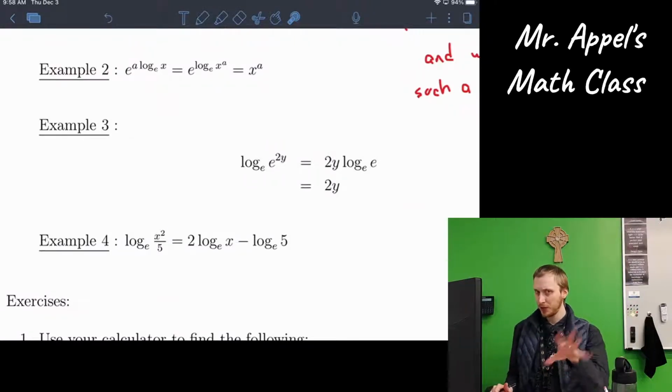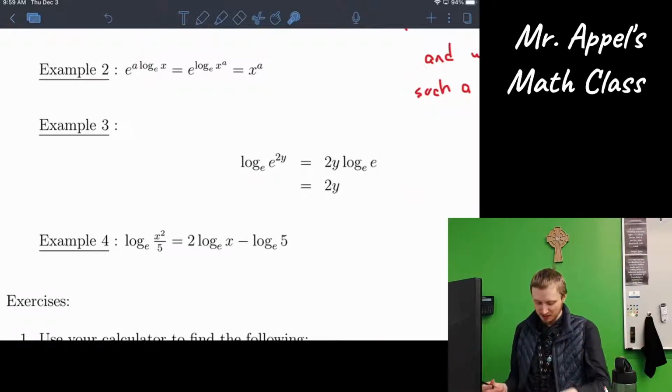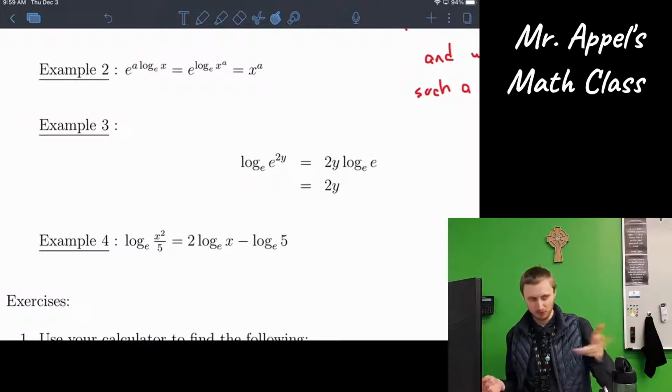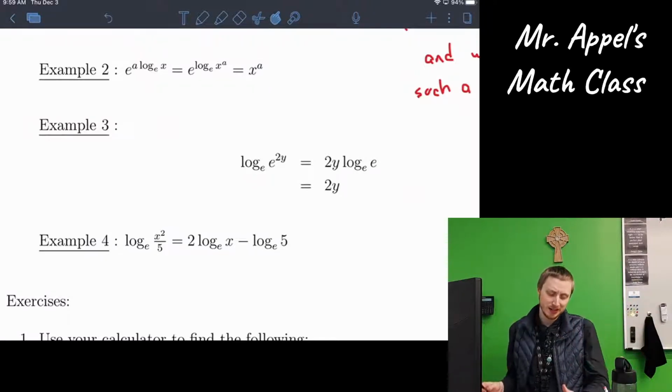Any questions on those examples? Okay, good, because they're not, honestly, that different from before. Again, we've just, instead of writing base b, we're now writing base e. What's the big deal?